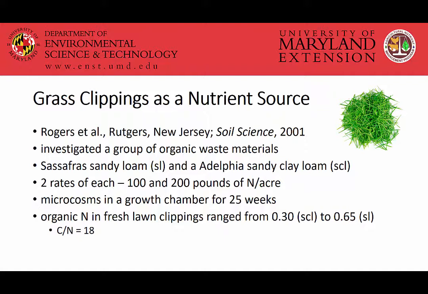They looked at 2 rates of nitrogen, 100 pounds of total N and 200 pounds of total N, and they did this in a growth chamber for 25 weeks. And the carbon-nitrogen ratio in the grass was 18. Now that surprised me. I thought it would be lower. This is lush grass clippings. I would have thought it would have been less than 10, but whatever, it was 18 in theirs.